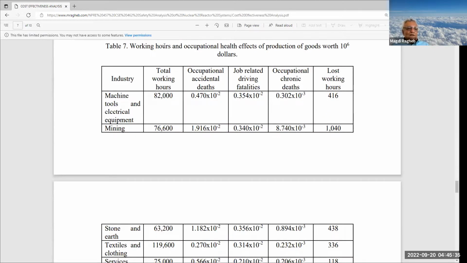More detail about the cost of risk reduction in terms of the working hours by considering the overall economic system. This shows us the working hours, the occupational accidental deaths, the job-related driving fatalities that I mentioned to you, and the occupational chronic deaths. Occupational chronic deaths is disease. Oh, in the mining of uranium, I forgot to mention that the miners are inhaling the radon gas. The radon gas is a decay product.